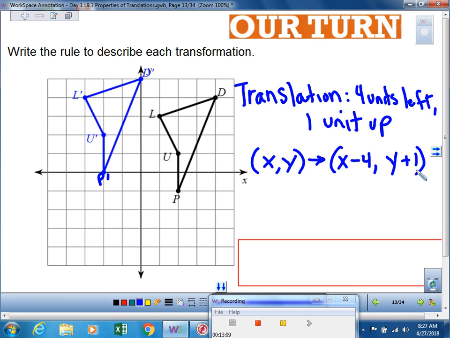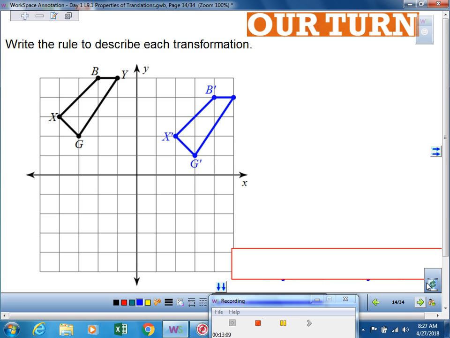On a test or quiz, you can test it. You can take a point, L, and you have what? 1, 3. 1 minus 4. Negative 3. 3 plus 1. 4. And then go to L prime. Is that negative 3, 4? Yes. Okay? So that's your check to make sure that you're correct. Not too bad, right? All right. You want to try that one on your own?